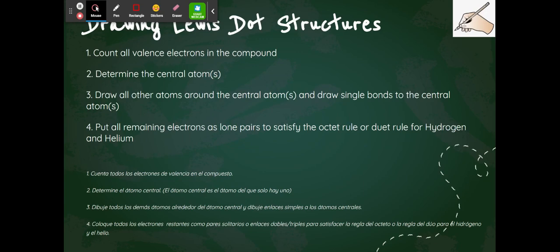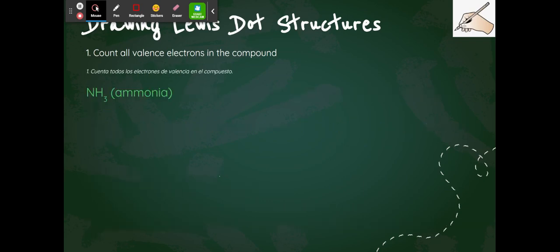So these are the steps that we use to draw Lewis dot structures. Again, I encourage you all to pause your video and write all of these down in your notes as we go through each one by one. The first step is to count all valence electrons in the compound. In this case, we have ammonia, which is made up of 1 nitrogen and 3 hydrogen atoms.